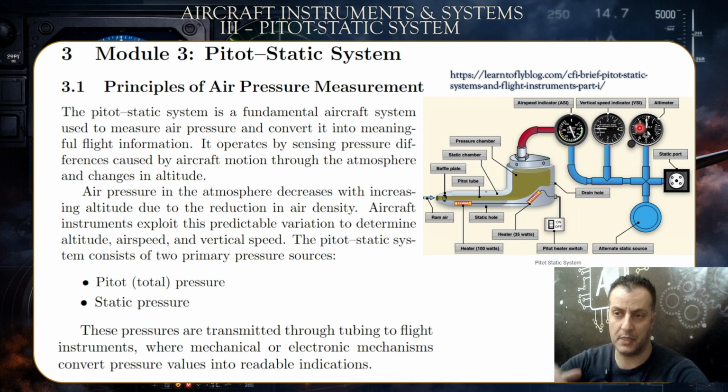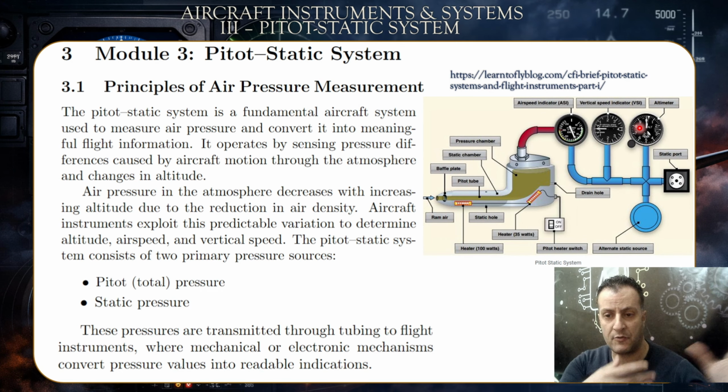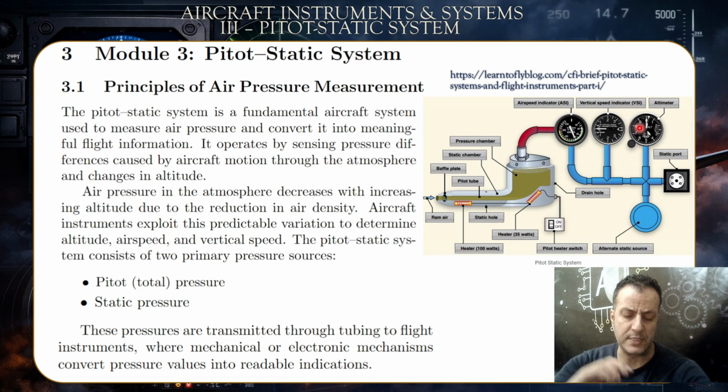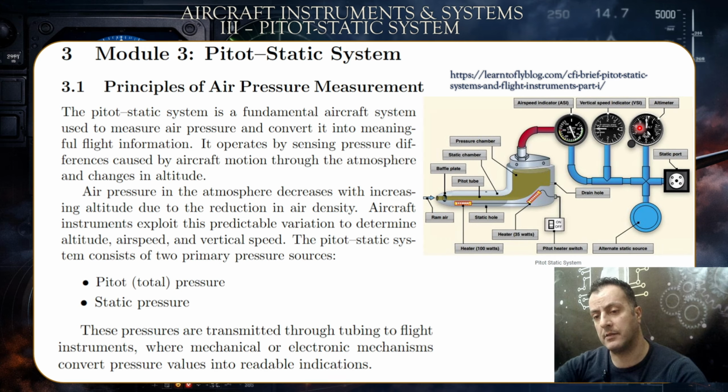Dynamic being 1/2 rho v squared, the pressure of the moving air, and the static external air, like the pressure of the air from the outside. So the difference between the dynamic air and the static air is what gives us the airspeed, the altitude, and the VSI, vertical speed indicator value, or the climb or descent rate.